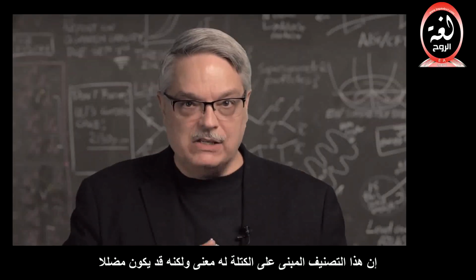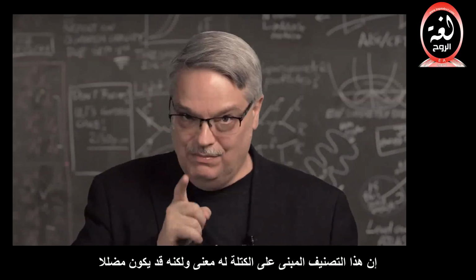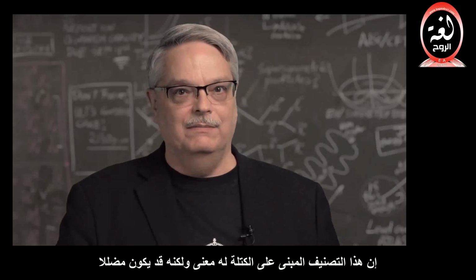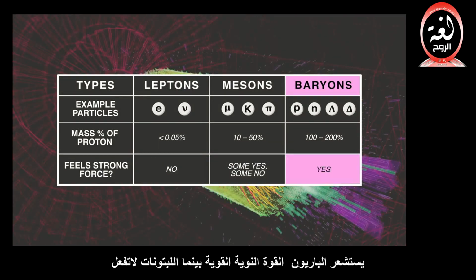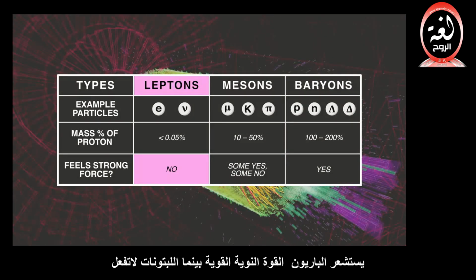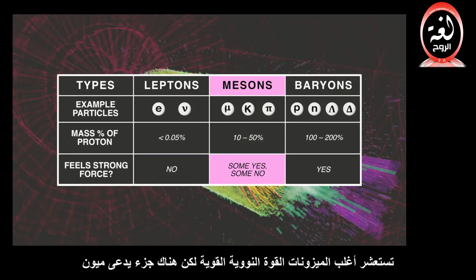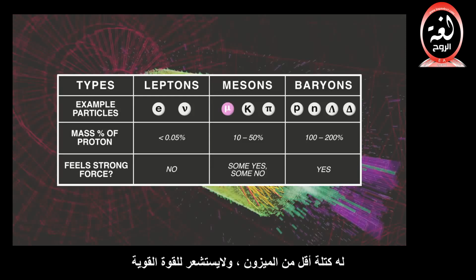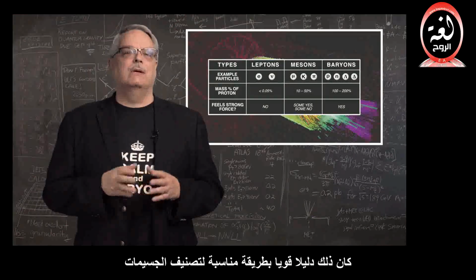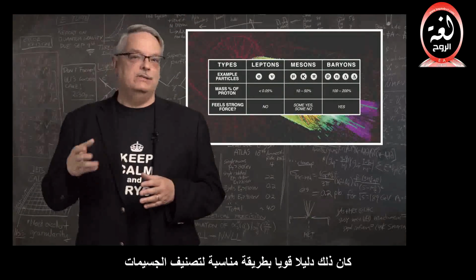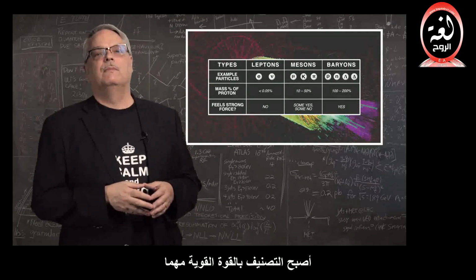Now, this mass-based classification makes sense, but it turns out to be a false lead. Baryons feel the strong force, while leptons do not. Most of the mesons also feel the strong force, but there was an outlier called the muon. It was a low-mass meson, but it didn't feel the strong force. That ended up being a powerful clue in the proper way to classify particles.